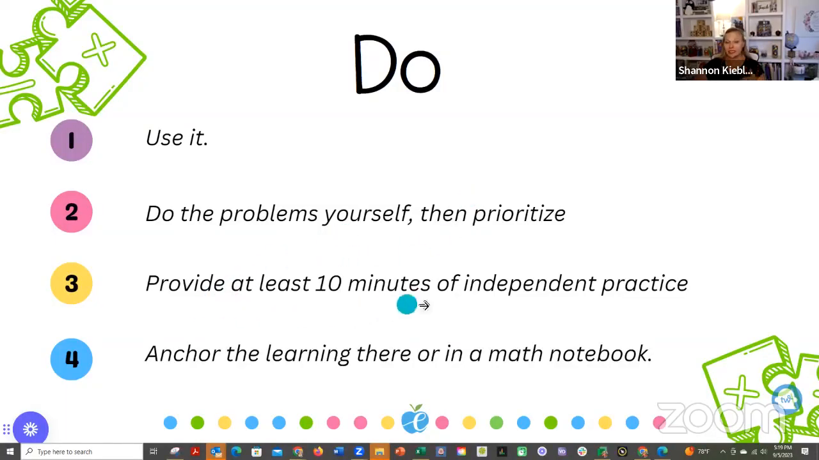Next one, provide at least 10 minutes of independent practice a day. It doesn't have to be the last 10 minutes of your block, although I do like that as an option because it gives me time to pull at least one small group. It doesn't mean we only do 10 minutes of independent practice. It just means shoot for at least that much, right?